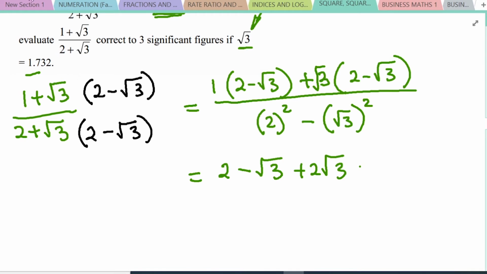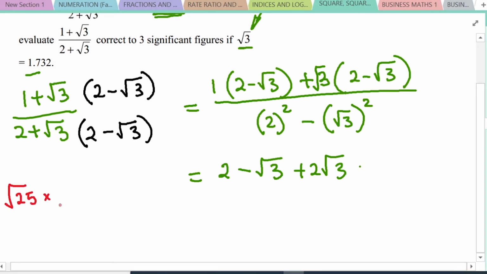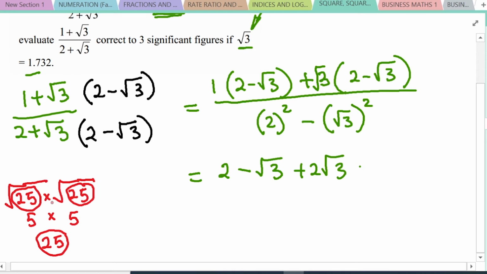Let me repeat it here. If I want the square root of 25, multiply that by the square root of 25, we know that square root of 25 is 5 times the square root of 25 is 5. So 5 times 5 is 25. You realize that the 25 ends up being the same number, okay? So meaning that when you're having two square roots that you're multiplying together, the answer is always that very number.